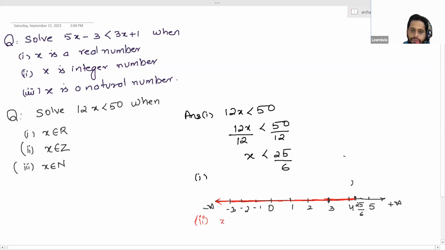Second is x belongs to Z. Now what is Z? John, Z is an integer. Okay, in sets, we will use this notation. We will study this notation, that Z represents the integers. So we have solved this: x is less than 25 by 6. So John, can you tell me the answer of this? The second one, x belongs to integer.